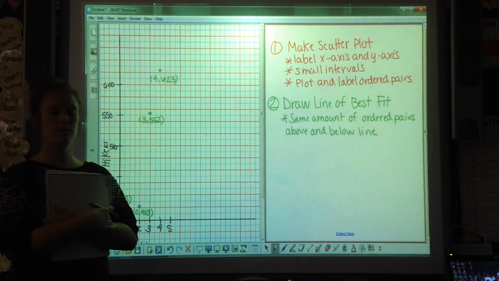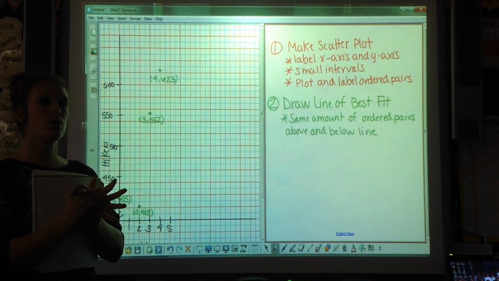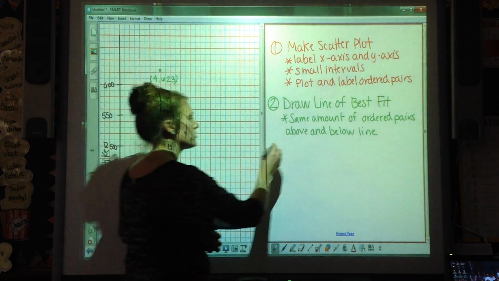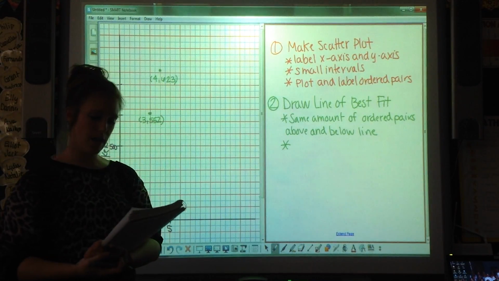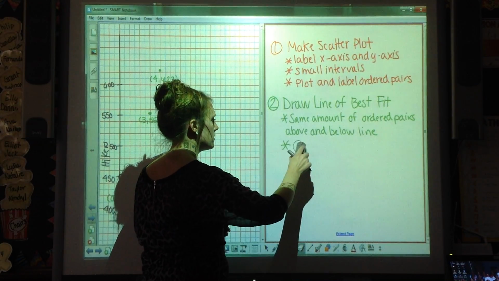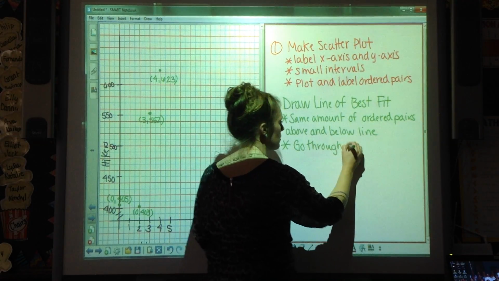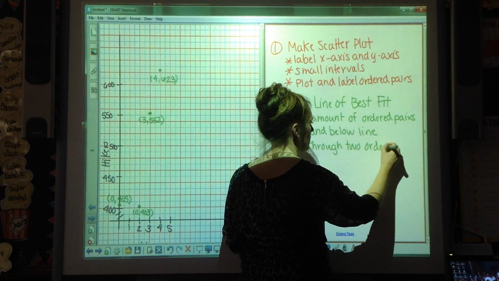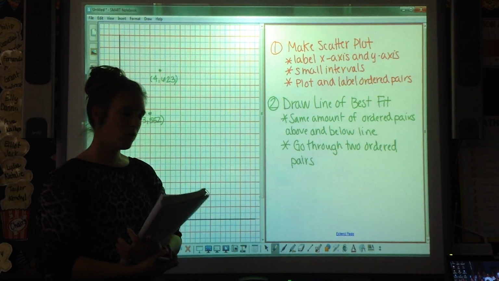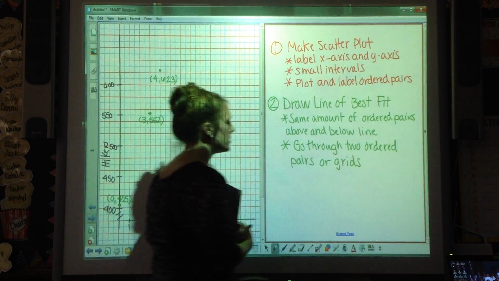When you draw your line of best fit, it's going to be very useful if you go through one of the original ordered pairs, or if you go through the grid marks on your coordinate plane. I'll show you what I mean in a couple seconds. You're going to want to go through 2 ordered pairs, or I'm going to call them grids. And this is what I mean by that.